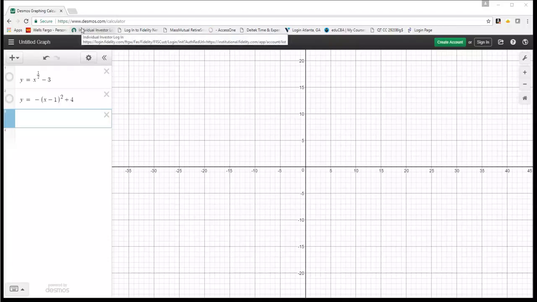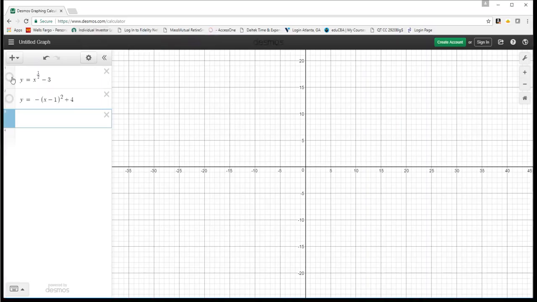All right, so through the magic of editing here, we're going to go on to a different function and talk about the domain and range of these functions. So our first function we have is y equals the square root of x, x to the 1/2, minus 3. And that graph looks like this. It starts at y equals negative 3, and it goes on to infinity there.